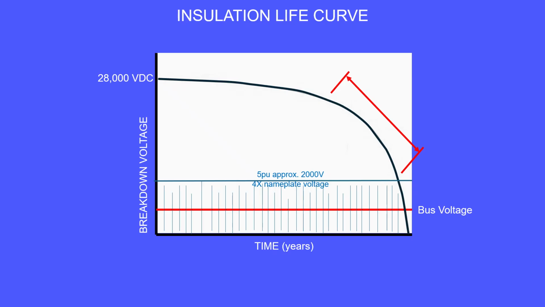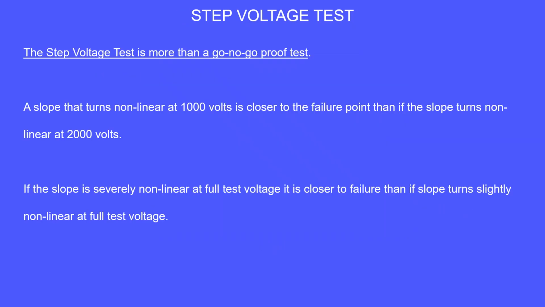The step test is more than a go-no-go test. We must study the end of step trend for a linear result and the leakage current trend to see if there is an erratic indication, which can mean the insulation is trying to break down or something is allowing the insulation to be bypassed.